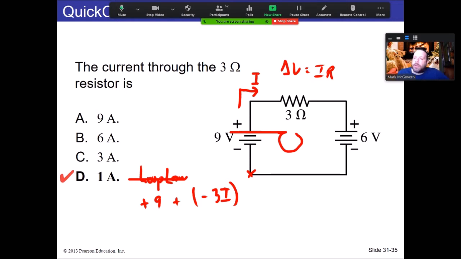And then I come around to the 6-volt battery, and I'm going against the battery. So that's a minus 6. Set that equal to 0, and you solve for I. As you can see here, you'll get a positive 1 amp. Why is it a minus 6? Because we went against the battery. We went from the positive to the negative, because we're going clockwise in our circuit here. So we went with the 9-volt battery, but we went against the 6-volt battery.